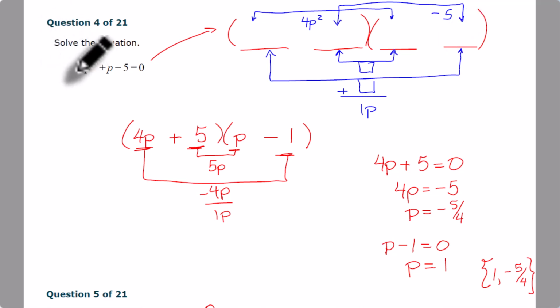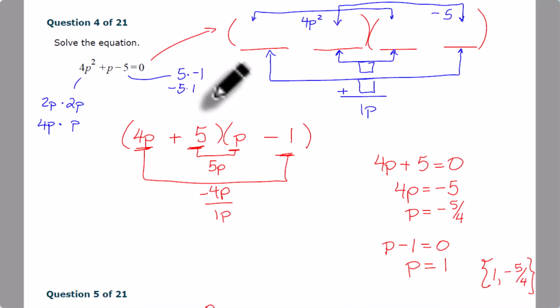Now, this 4p squared in the front, well, it could be 2p times 2p, that's a possibility, or it could be 4p times p. So one of these possibilities is what goes in the front. Now the last number is a minus 5. Well, that could be a 5 and a minus 1, or it could be a minus 5 and a positive 1. So for these four places, I've got all these possibilities.